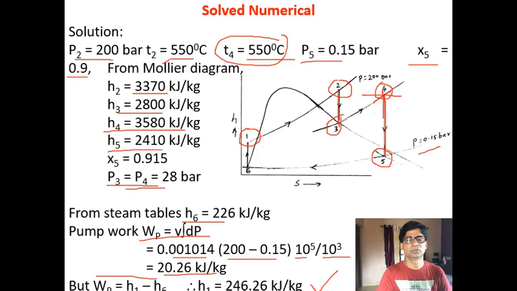So with this, you see, this is the first step of any problem on vapor power cycle, wherein you have to note down the enthalpy at various points. Okay.